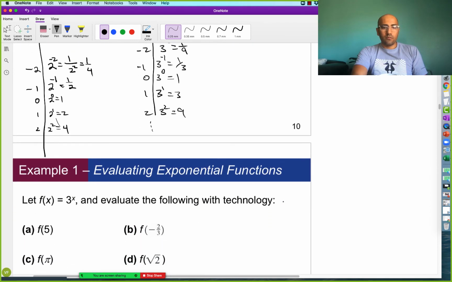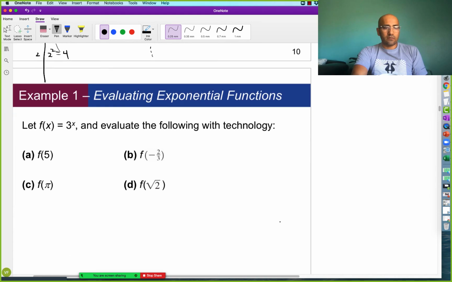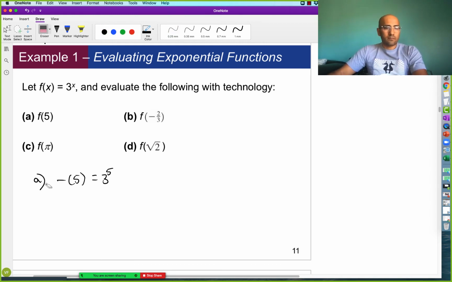No. Okay, let's evaluate some of these things using technology. All right, well, using technology. So for part A, we have f of 5. So the f function is this. It must be 3 to the 5th power. So we can use technology to figure out what that is. For part B, well, I guess I can just put it on here. Let's use this.